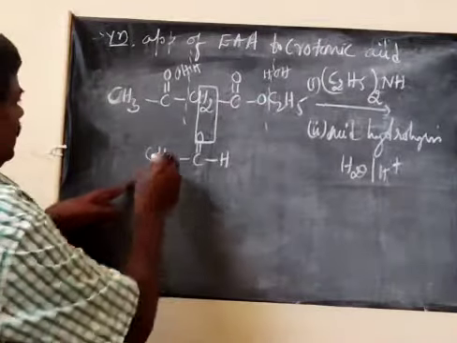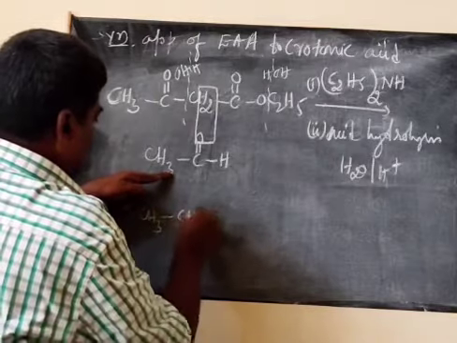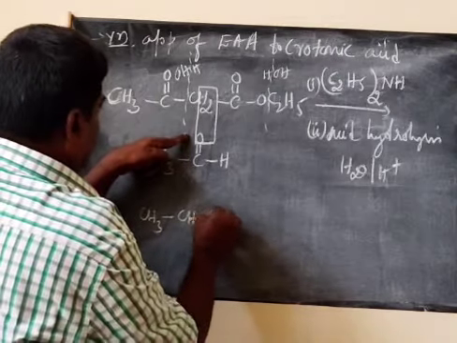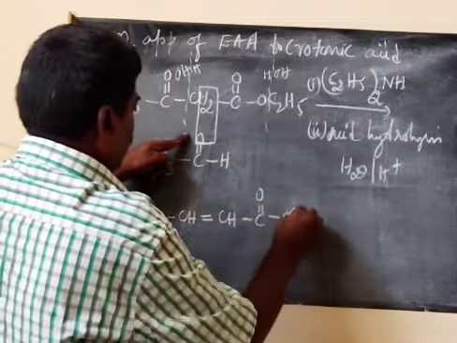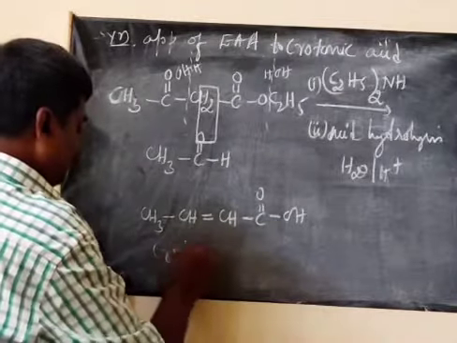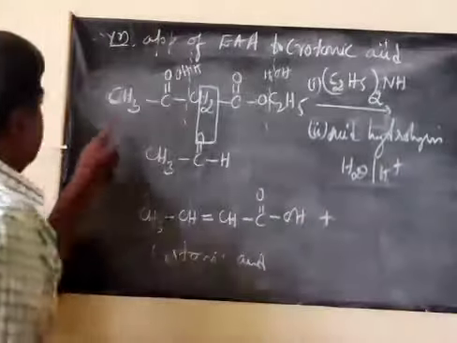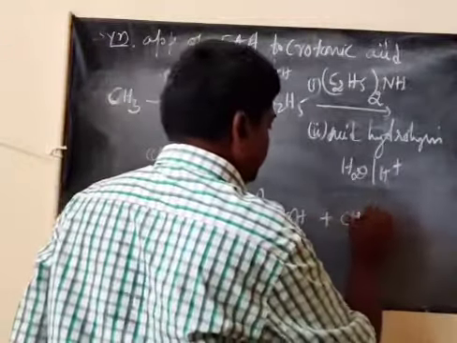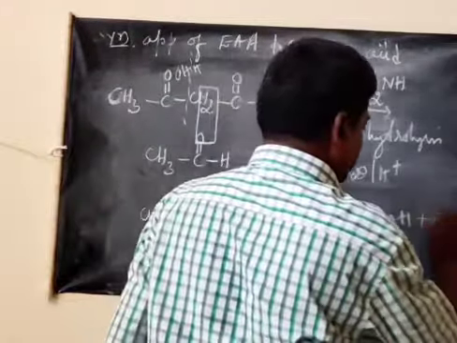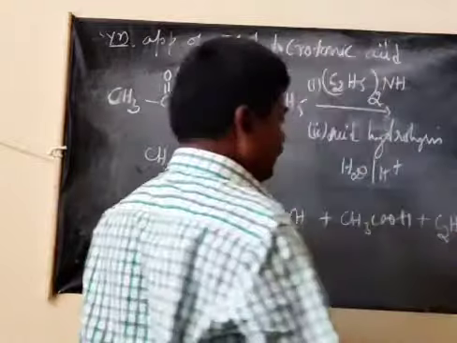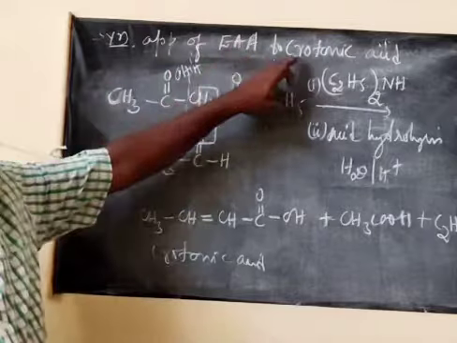See, this gives CH3 CH=CH C=O OH. This is crotonic acid, plus CH3COOH, plus C2H5OH. So this is about the conversion of ethyl acetoacetate to crotonic acid.